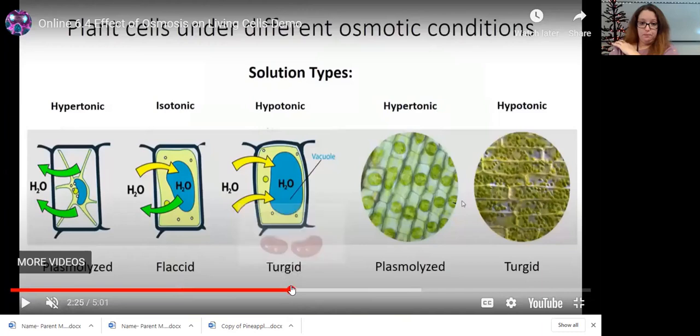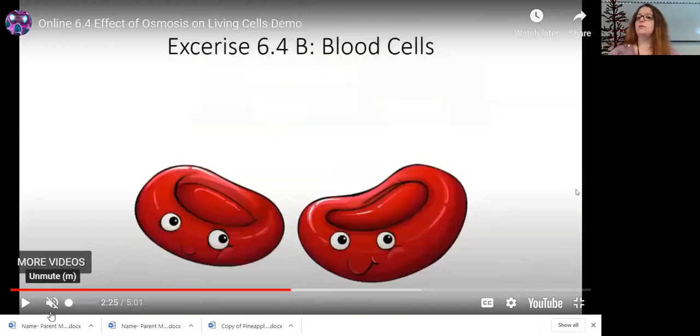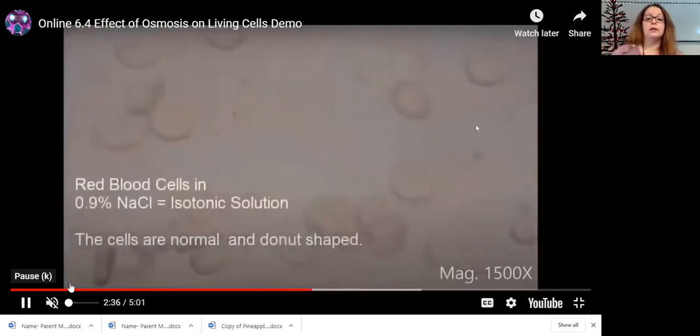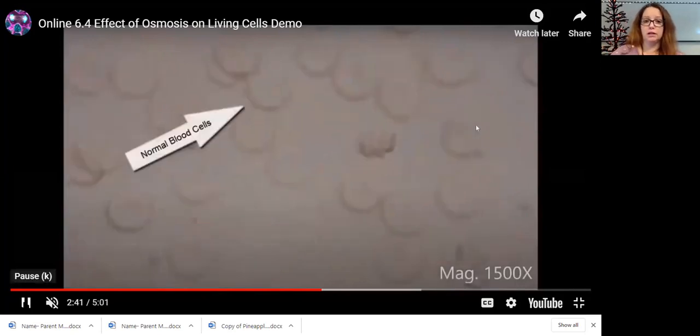So let's look at animal cells. We usually look at blood cells, horse blood cells or sheep blood cells, either one. And did I push play again? Yes, okay. So here in 0.9% NaCl, it's an isotonic solution.